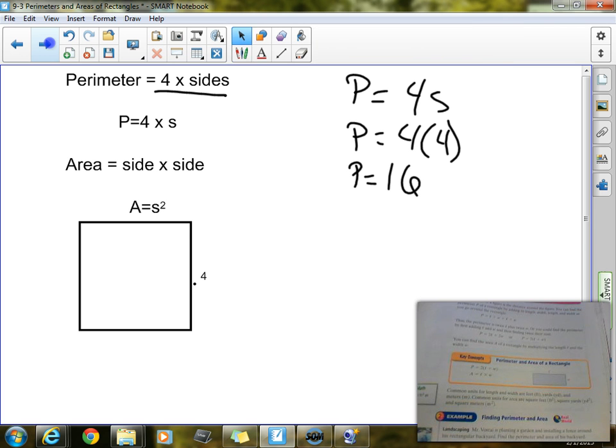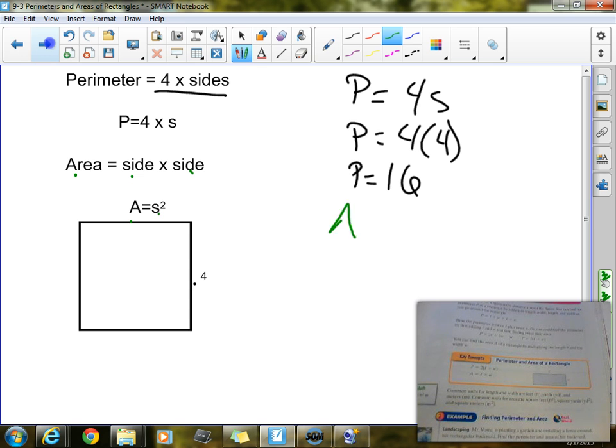Now for our area, we're going to do area equals side times side. And remember, we can use the exponent 2 to symbolize something times itself. So we would say A equals side squared.